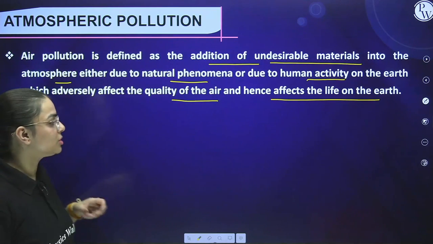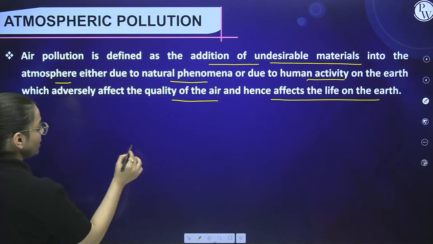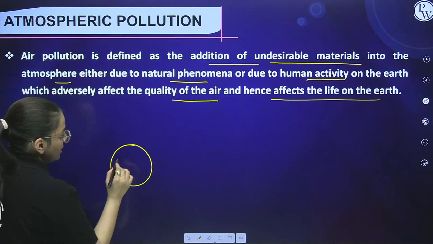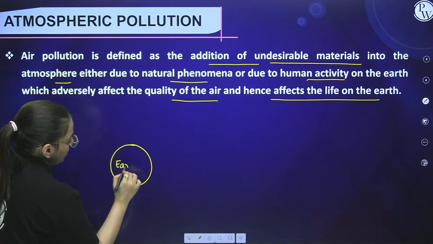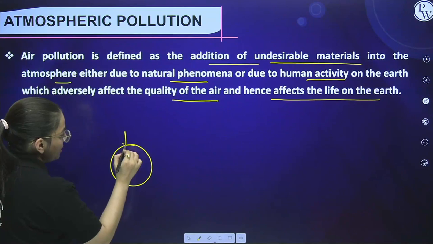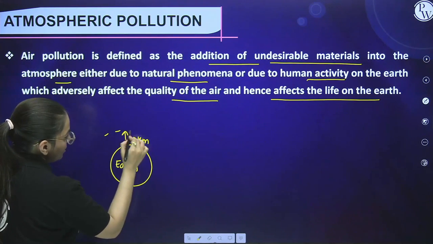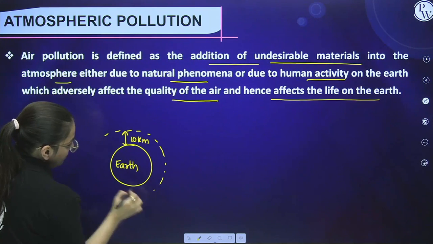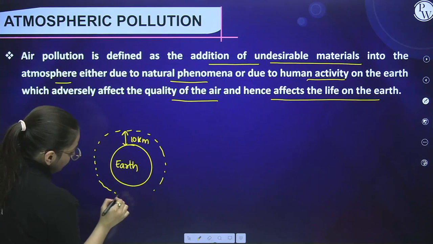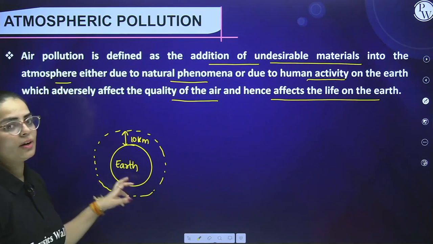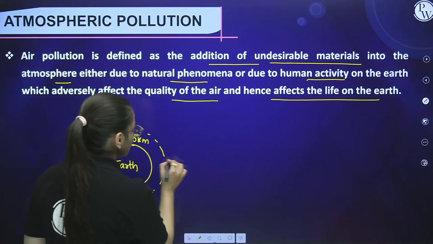Now let us talk about earth and its surroundings. For example, if this is the earth, at 10 kilometers from the earth's sea level, the troposphere is found. Which layer is seen? Troposphere layer.